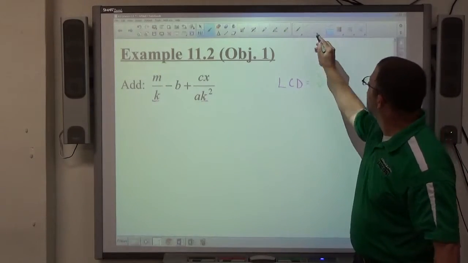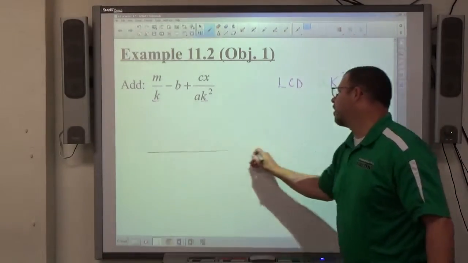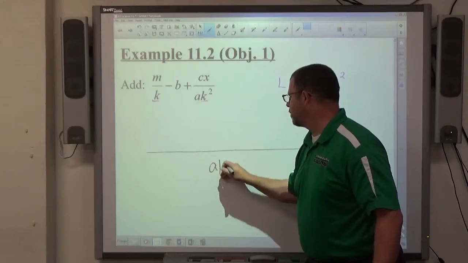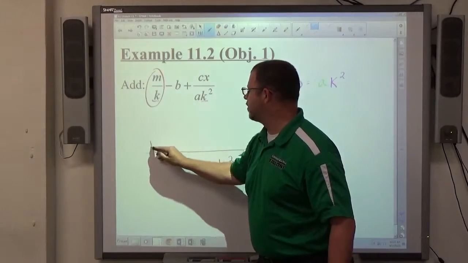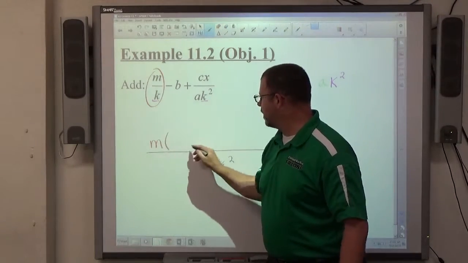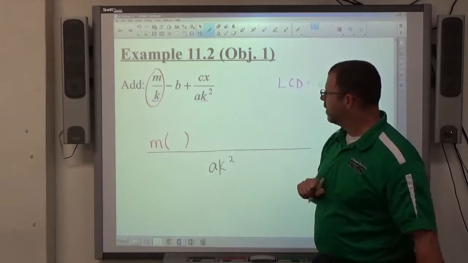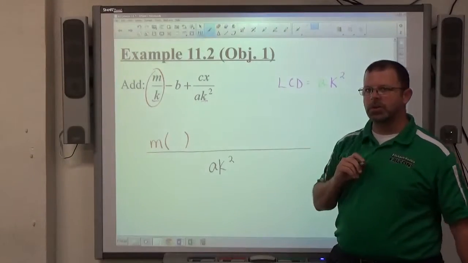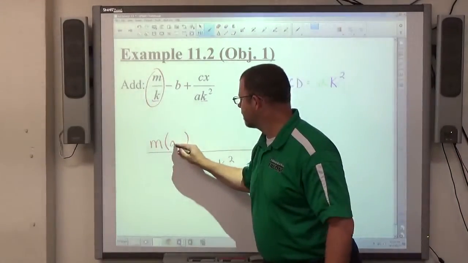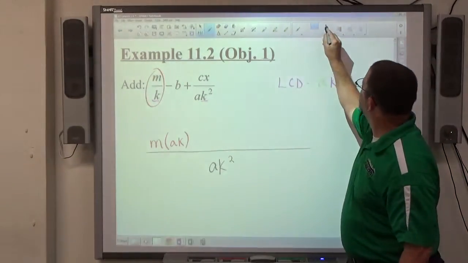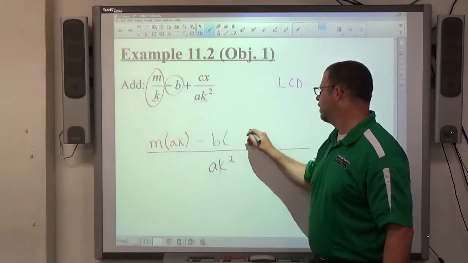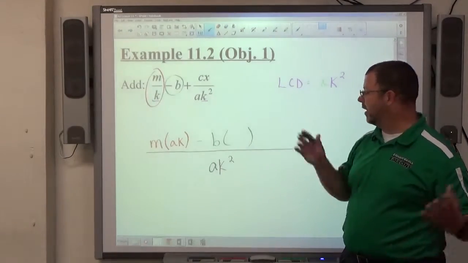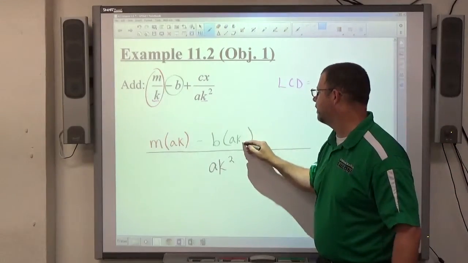So there you go. So I got my big fraction bar. I got my least common denominator, ak squared. I've got my first fraction, m over k. So m still stays on top. Let's go with Braden. It was k, now it's ak squared. What's new? AK. Perfect. Second fraction isn't even a fraction, but it's going to be b times. Okay, what's missing? AK squared. The entire thing's missing, so it gets ak squared on it.